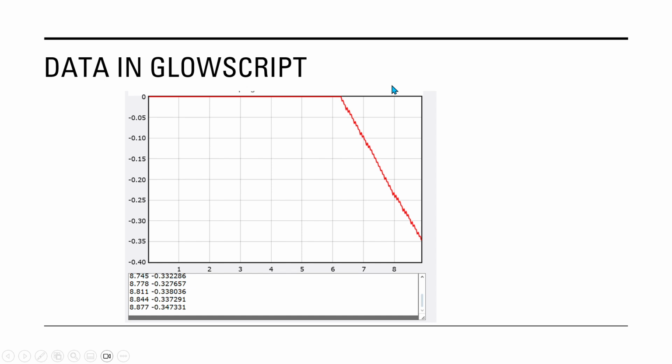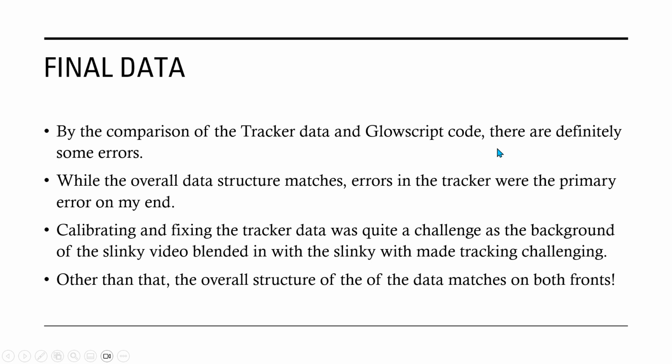So this is the data from GlowScript. As you can see, it matches our original y hat vector in the Tracker data, and it slowly starts going down, down, down, down, down, all the way to negative 0.35 meters. And this matches our Tracker data for the most part. These small ridges that you see are basically the damping force that is coming into account.